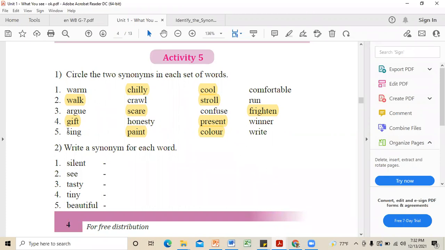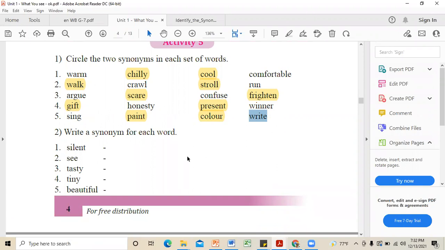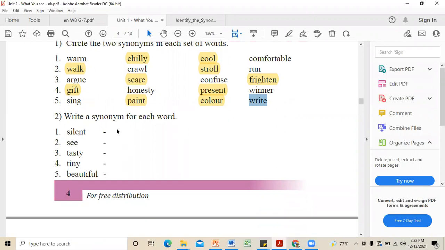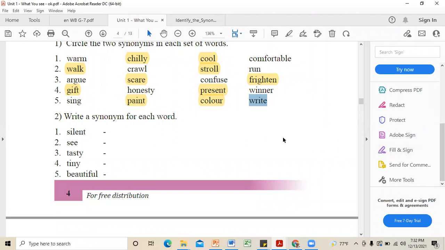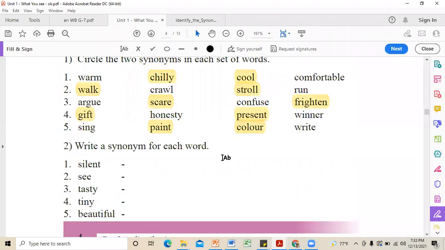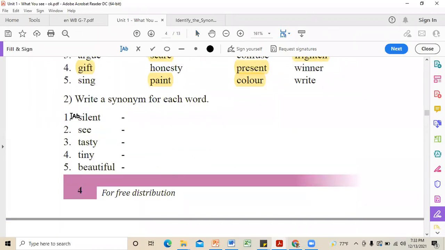And sing, we know what we mean by sing, and then write, right? So I think this is also very familiar to you, write and sing, right? So that is the first part of the activity. And then we have to write a synonym for each word given, right? Okay, so we will go with this. So silent, would someone like to tell me what is maybe one or two words, if you know, what we can write here, a synonym for silent?